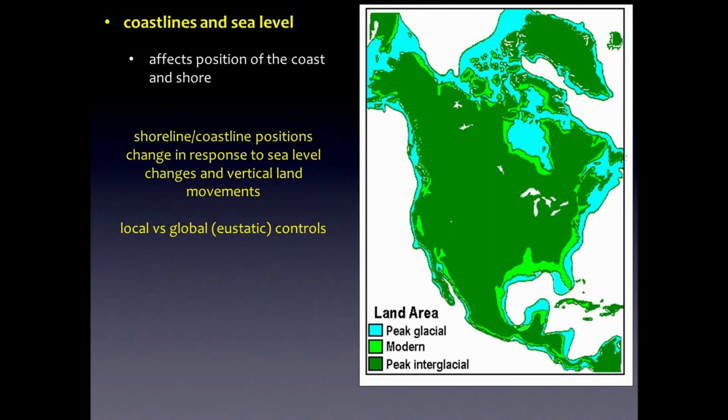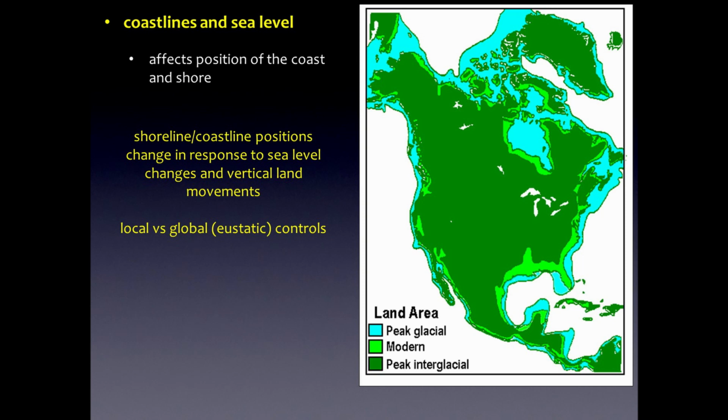Obviously, if sea level changes, it's going to affect the position of both what we consider the coast and the shore, and we'll talk about those two terms in a couple of minutes. The shoreline and coastline positions change in response to sea level changes. The important thing to remember, though, is that it might not only be a rise or fall in water levels, it could also be an uplift or subsidence of the land, so vertical land movements.